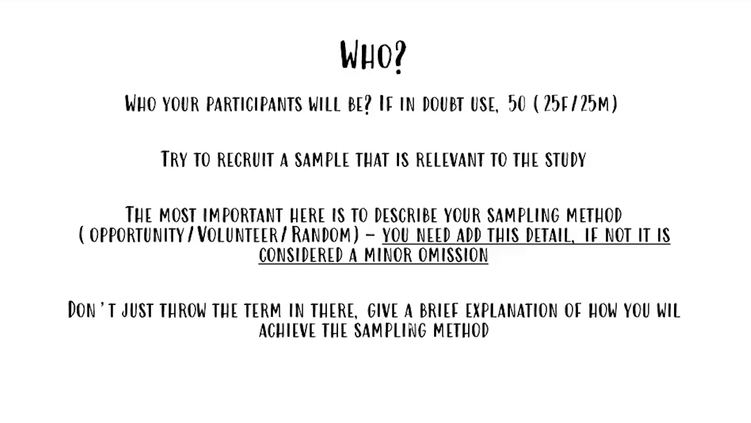Again, don't just throw the term in there. Try to give a brief explanation of how you will achieve that sampling method. So, for example, if you're going to do a volunteer sampling, just say that you're going to put an ad in the newspaper. Or if you're going to use opportunity sampling, just say, look, I'm going to use the university students who are available that day in order to carry out my study. It's up to you. It needs to be relevant, but you also need to provide some sort of explanation for your sampling method. Don't just throw the name there.